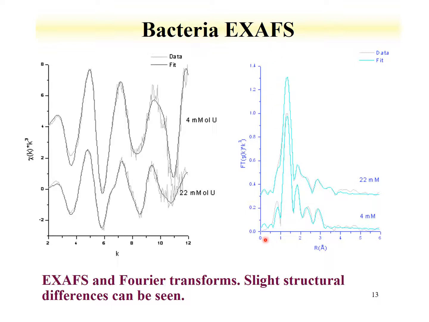This was generally known for UO2 2+. So for uranyl, this is the uranium-oxygen distance. Then you can get information about other near neighbor shells, distances away, and the number of atoms that are coordinating. And we see from this data there are differences between the 22 millimolar and the 4 millimolar uranium sorbed on the bacteria surfaces.